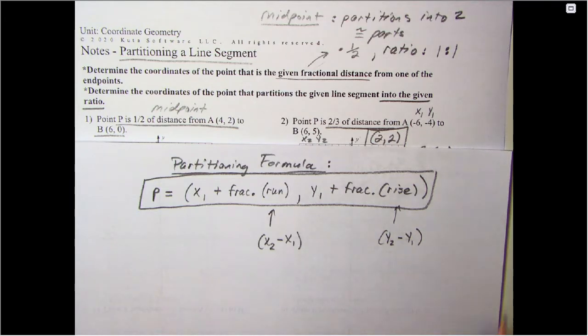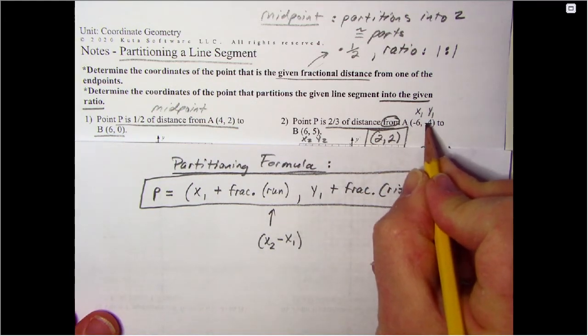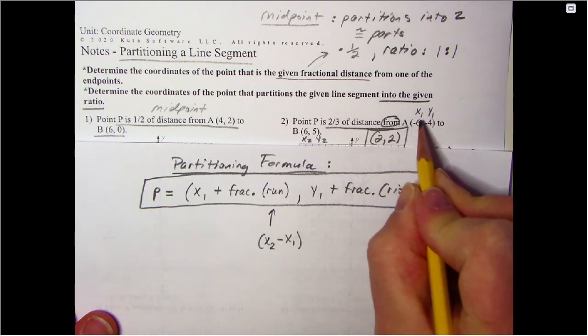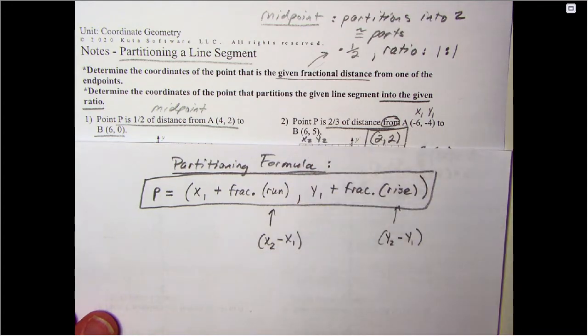you always want to pay attention to the word from. They told us to start from A. So the one that's after the word from, that's going to be your ones. After the word to, that's going to be your twos.